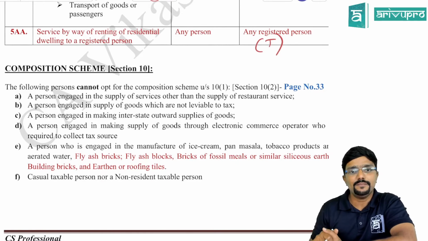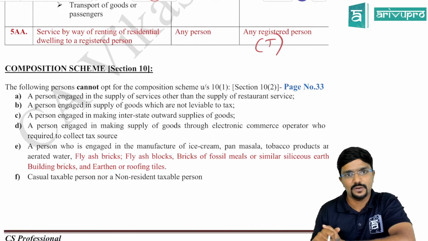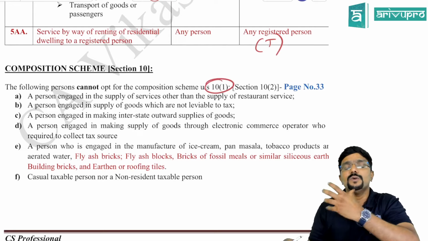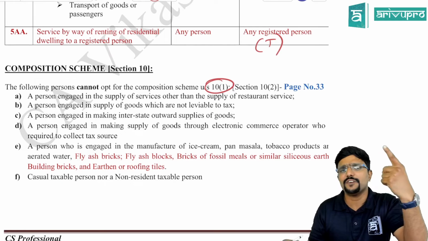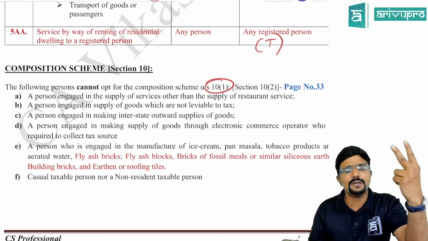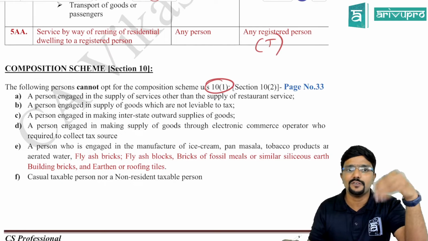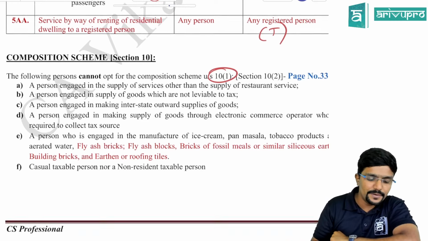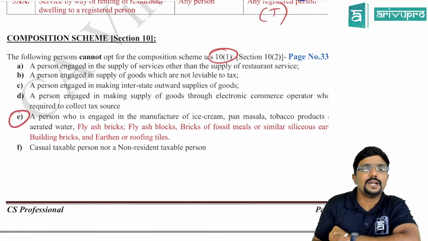So section 10, come to page number 33. Here they have given the list of people who are not eligible for composition scheme as per section 10.1. Who is eligible under 10.1? Manufacturer of any goods, trader of any goods, or restaurant supplier. But the following people are not eligible for the composition scheme. So there, with respect to point E, there are a few additions.